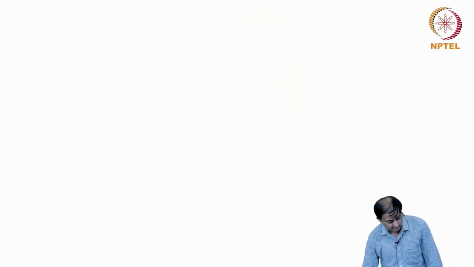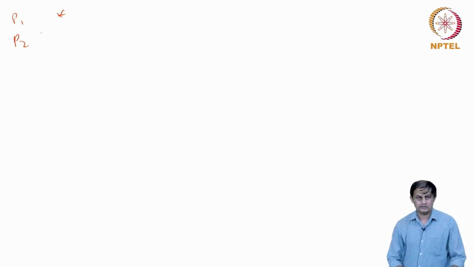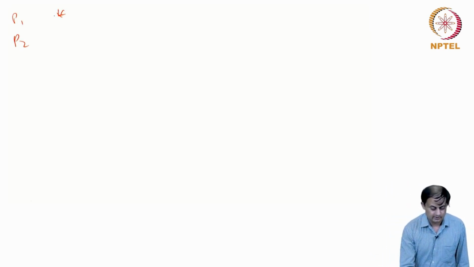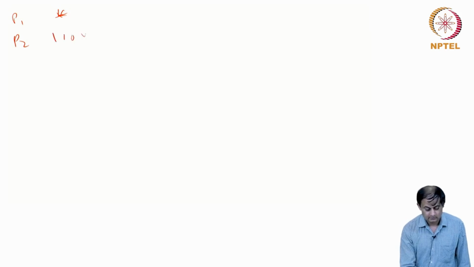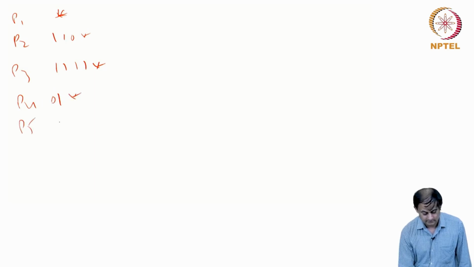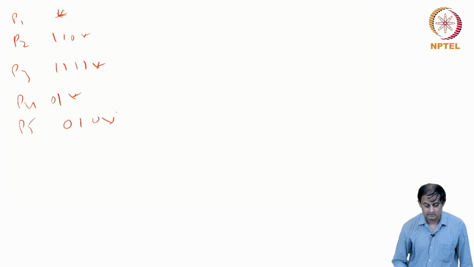So maybe let's take one more example of constructing the binary trie. Let's say P1 is again star, P2, in this case I'm going to ignore the interface number or the port number, just the prefix notation. So this is 110 star, P3 is 111 star, P4 is maybe 01 star, and P5 is 010 star. Construct a binary trie for this set of prefixes.